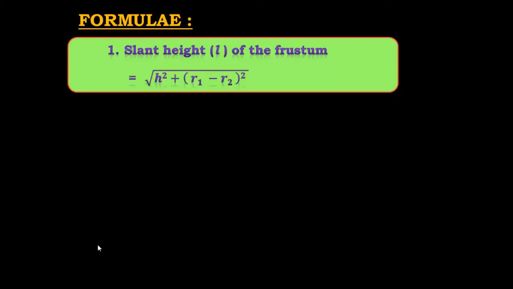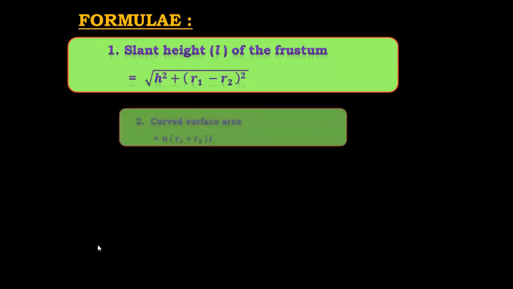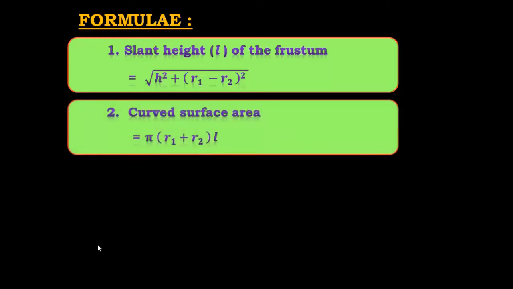Next formula is curved surface area. See, you can compare with the cone and you can remember the formula for the frustum of a cone. For a cone, curved surface area is pi r L. See, there is a change in r, right? So instead of r, you will have pi into bracket r1 plus r2 into L. So curved surface area for the frustum of a cone is equal to pi into bracket r1 plus r2 into L.